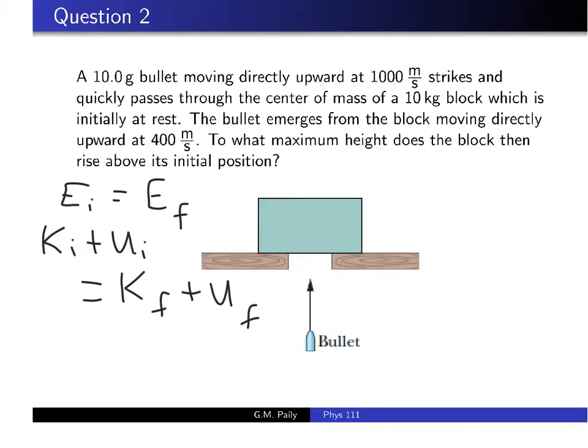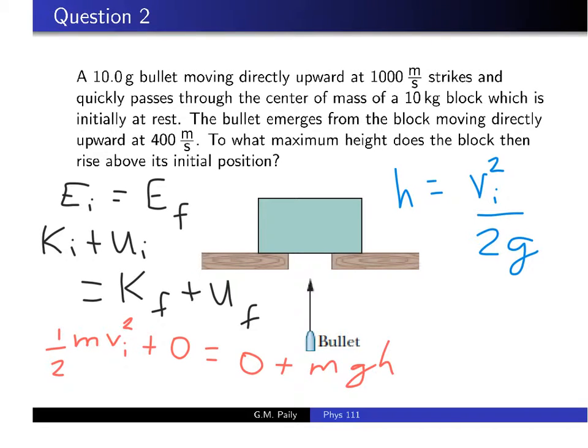So, we know the initial velocity is 0.6 meters per second, and we can take the initial height to be 0. We know that the final velocity is 0 meters per second since it has reached the maximum height, and we have an unknown height that we need for the U final. Plugging in our expressions, we have 1/2 m v initial squared is equal to mgh. Solving for h, we have h is equal to v initial squared over 2g.